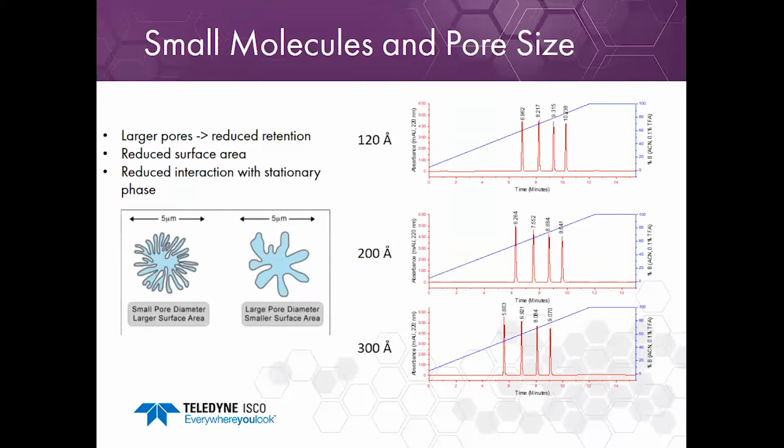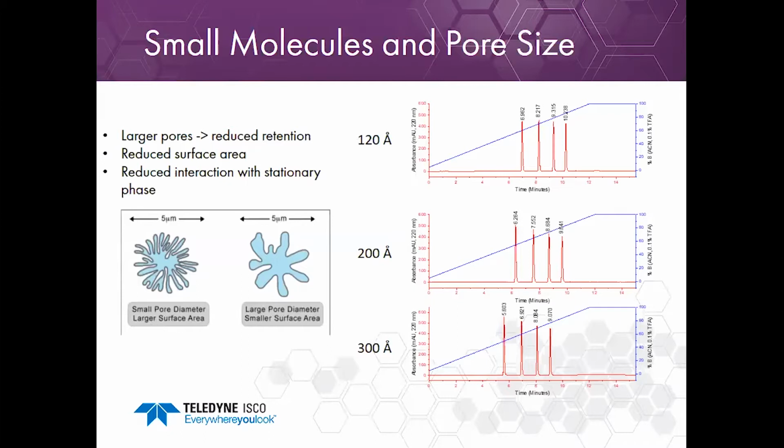We're going to start off with small molecules and use that as a baseline for what's happening with peptides. I have a column over here which I had 120 angstrom, 200 angstrom, and 300 angstrom pore sizes. The compounds were methyl, ethyl, propyl, and butylparaben. And looking at the top at 120 angstrom, the first peak elutes at 6.96 minutes. 200 angstrom, it comes out a little earlier, and 300 angstrom, it comes out at about 5.6 minutes. All of the peaks elute a little bit earlier.